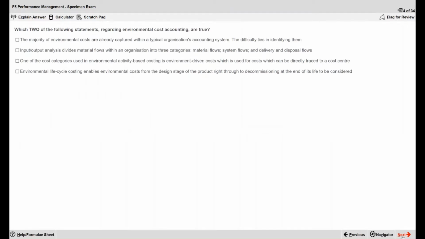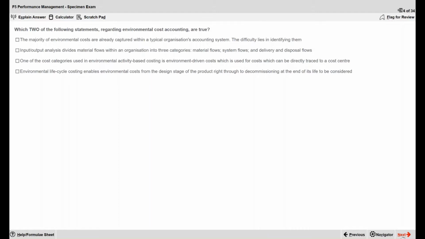Okay, which two of the following statements regarding environmental costing, cost accounting are true? The majority of environmental costs are already captured within the typical organization's cost accounting system. The difficulty lies in identifying them. Input-output analysis. Now, when you see a theoretical question, instead of reading one and then focusing on it, it's better to read all the requirements. Once you read all the requirements, it will be easier to decide which one is right and which one is wrong. So my recommendation is always read the full requirement.